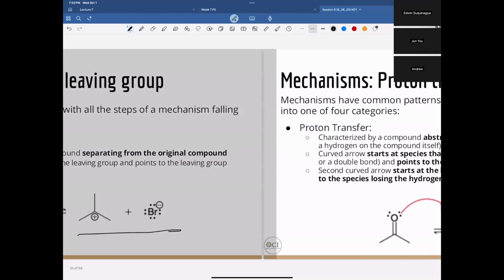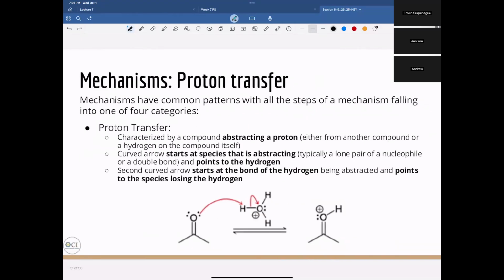All right. Third mechanism, proton transfer. This is also a pretty self-explanatory name. In this case, the proton refers to a hydrogen. Proton transfer is when we take the hydrogen atom of one molecule and transfer it to another molecule. Thus, we get the name proton transfer.